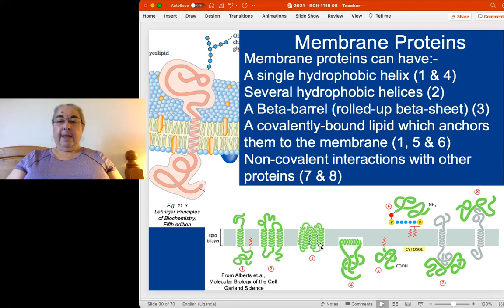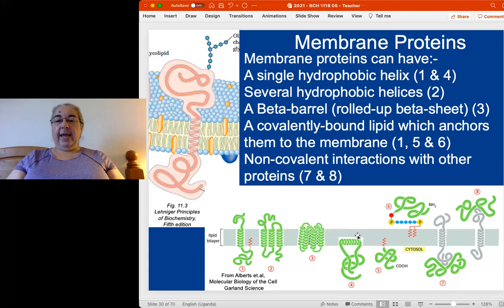Okay. Number 3 here is what's called a beta barrel. So this is a number of sections of beta sheet lying side by side and rolled up to make a circle. This is quite a common structure for membrane proteins. The beta sheet would be made up of hydrophobic amino acids, and they roll up in a way that leaves a hole in the middle. And we'll be talking about that sort of thing later.